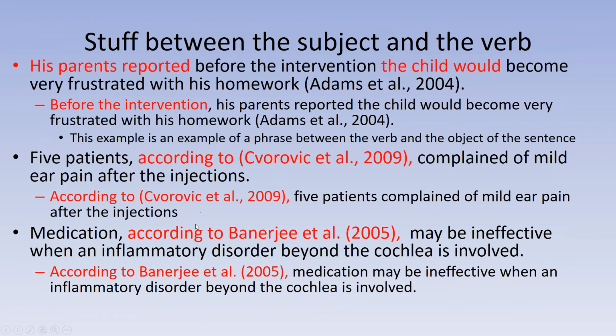Here's an example where there's a phrase between the verb and the object. His parents reported before the intervention the child would become very frustrated with his homework. By moving this to the beginning of the sentence, it just flows much better. Before the intervention, his parents reported the child would become very frustrated with his homework.